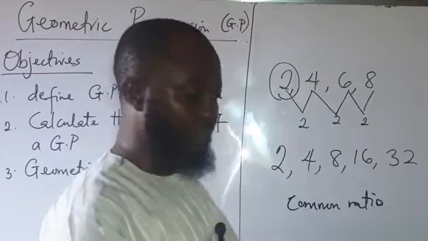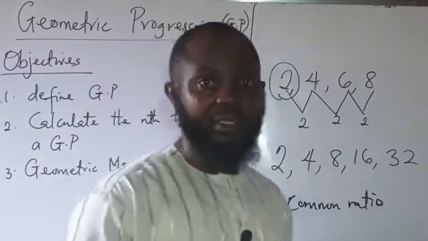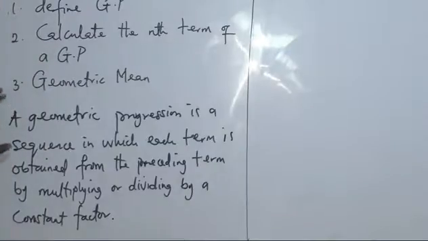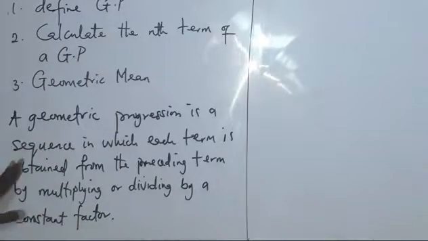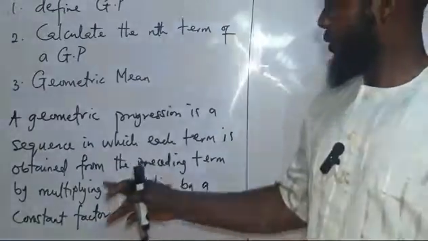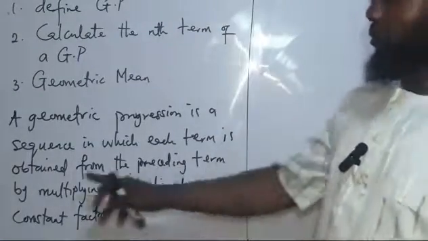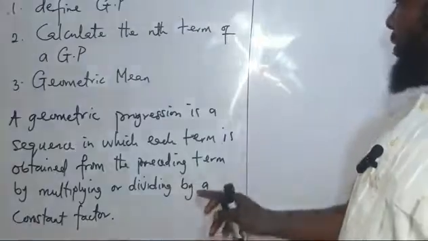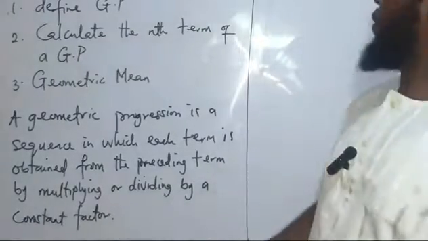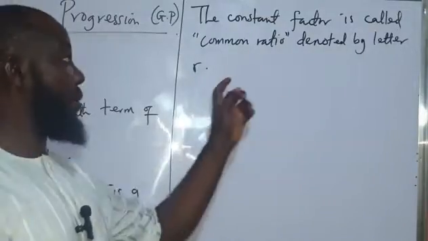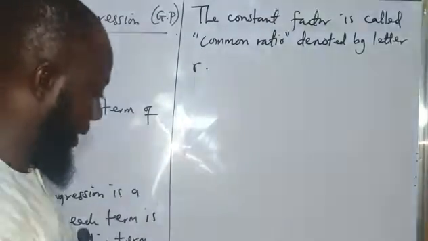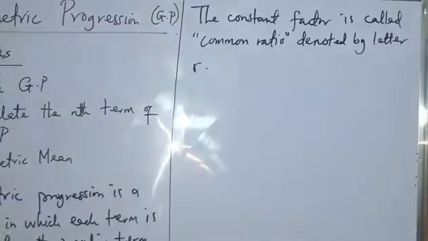So let me just give a small note on that. It's the simple definition of it. I've explained this. A geometric progression is a sequence in which each term is obtained from the preceding term by multiplying or dividing by a constant factor. And that constant factor is known as the common ratio, which is denoted by what? Letter R.